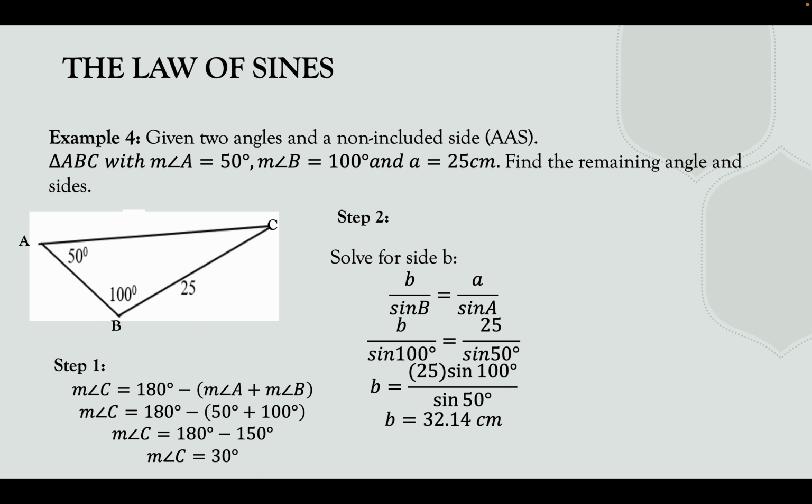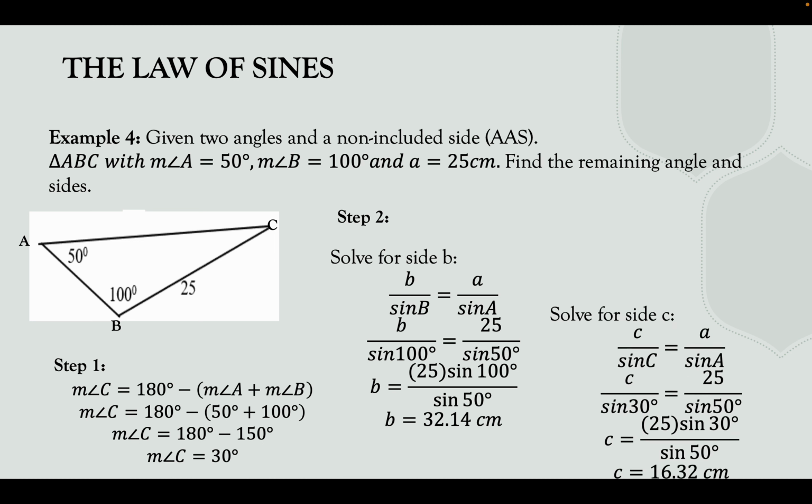We have B over sine B equals A over sine A, since angle B, angle A, and side A are given. So substitute: B over sine 100 degrees equals 25 over sine 50 degrees. So B equals 25 times sine 100 degrees divided by sine 50 degrees. Input that in the scientific calculator, and we have B equals 32.14 centimeters.